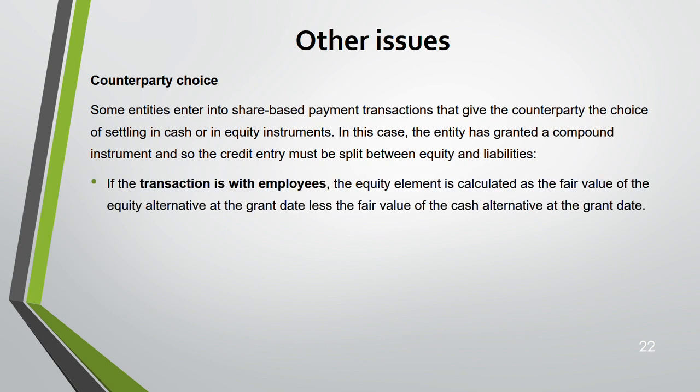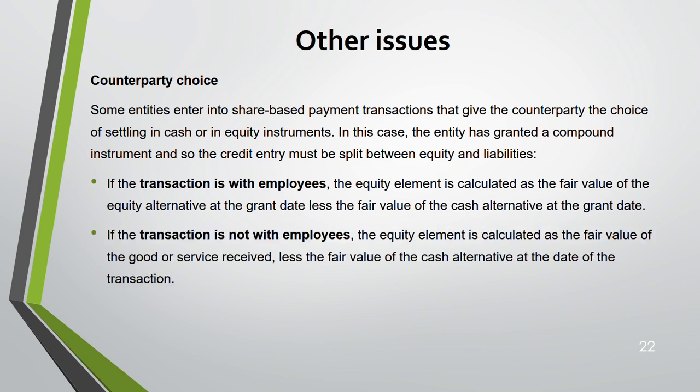If the transaction is with the employees, the equity element is calculated as fair value of the equity alternative at the grant date less the fair value of the cash alternative at the grant date. Both are at the grant date. One is equity alternative, one is cash alternative, and you deduct. If the transaction is not with the employees, then the equity element is calculated as the fair value of goods and services received less the fair value of the cash alternative at the date of transaction, not at the date of grant. See, there's a difference between these two. Go word by word if you need to memorize it, but only when you do a question you'll be able to understand these two things better.